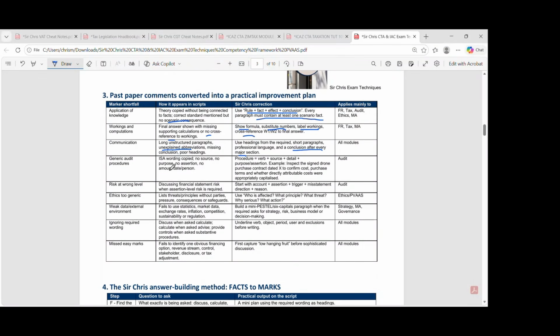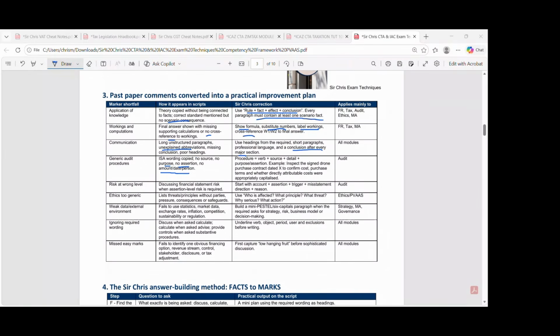Then generic audit procedure, as copied from a textbook: no source, no purpose, no assertion, no amount or date. Another issue in the January IAC was when the markers said general substantive procedures. It triggered CATS, but when we answer, the markers want us to answer a specific procedure, not a general procedure. So those still facing challenges with CATS, there is a video on YouTube again on substantive procedures using CATS and TOC using CATS.